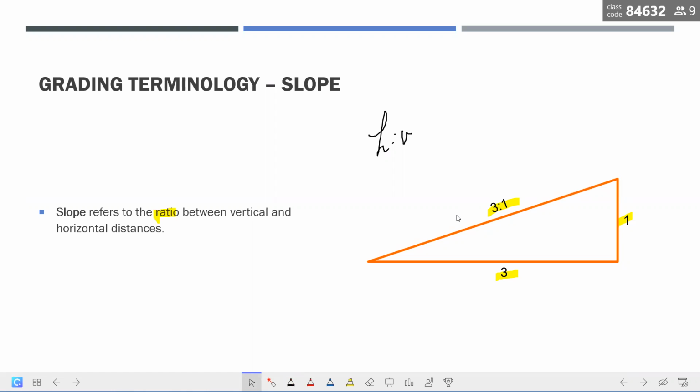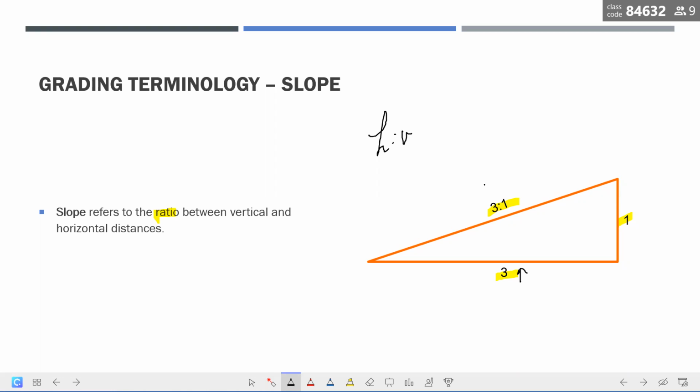I think contrary to grade, where the higher the percentage, the steeper the slope, here the greater the horizontal distance, if this remains. So, for example, if this becomes a 5 or a 6, but this is a 1, then the slope is not as steep as this.